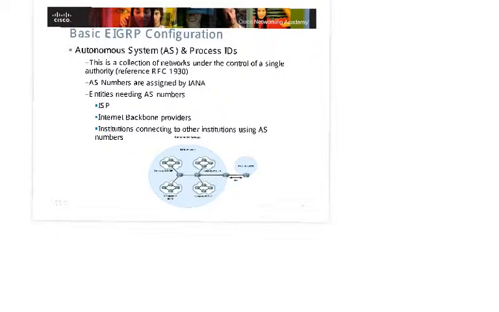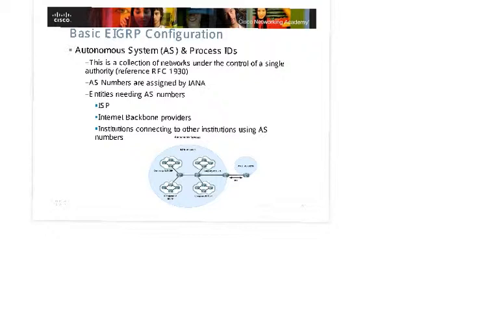As we mentioned before, autonomous system as a concept talks about a group of networks which are governed or controlled by a single authority, right? This is the concept. However, when it comes to the autonomous system number inside the EIGRP payload, this represents what? It represents the process ID of EIGRP.